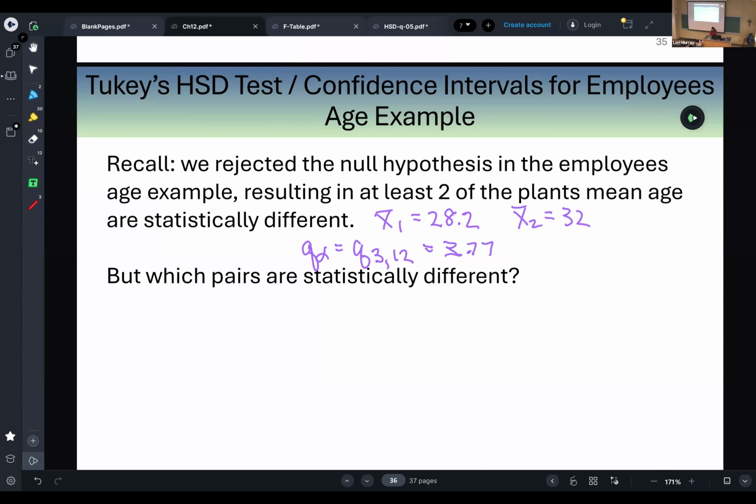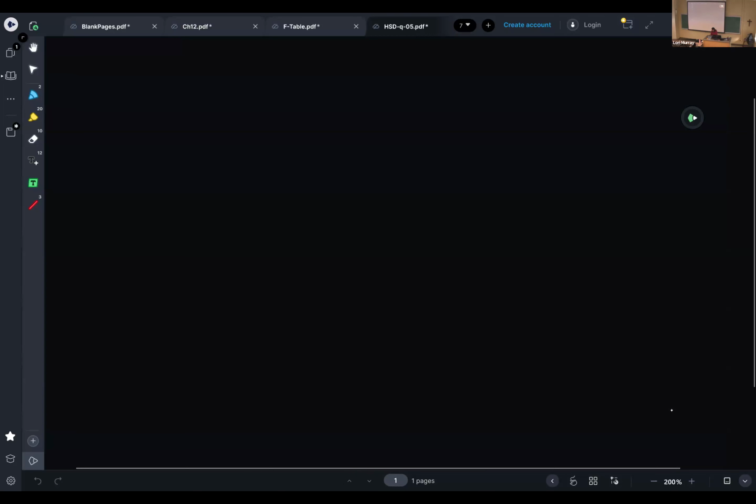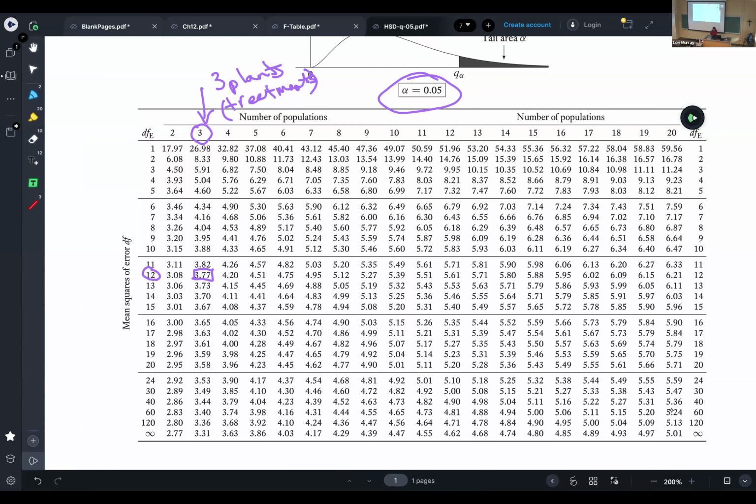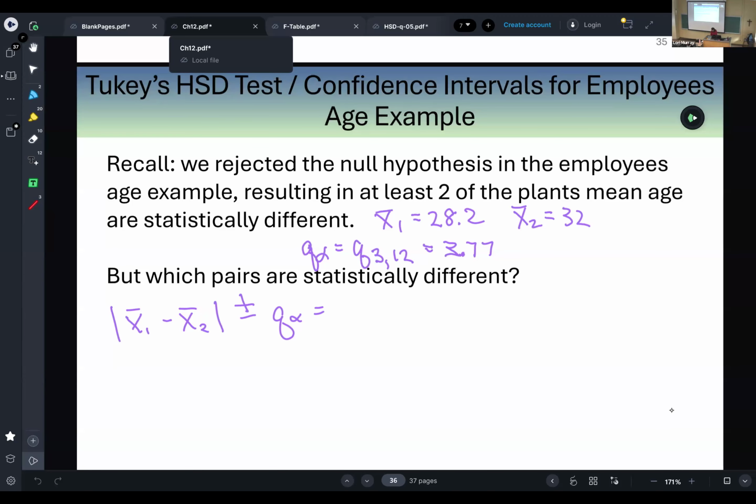We just come back, we'll go 3.77, get it really clear there, decimal 77. And it was 28.2, I lost my 2. So now we have everything we need. We just do this, we're going to take X bar 1, plant 1, subtract 2, plus or minus this q alpha, which is going to be 0.05. By the way, we know it's 0.05 because it says right there. That's what we usually use for all these tests, 0.05. And then we just plug these in.